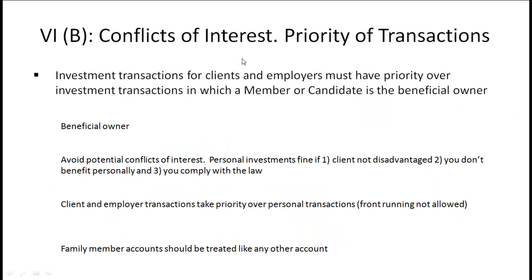Let's now talk about standard 6B, priority of transactions. Investment transactions for clients and employers must have priority over investment transactions in which a member or candidate is the beneficial owner. So given the strategy we've used all along, we'll just talk as if you are the member or candidate. So the first question here is, what do we mean by beneficial owner? So the beneficial owner could be you or close family members and so on.